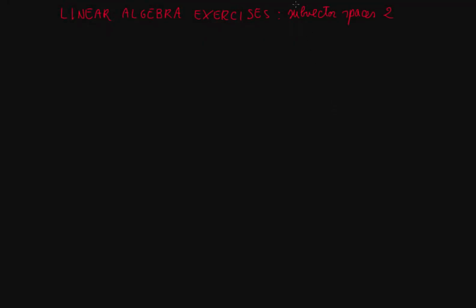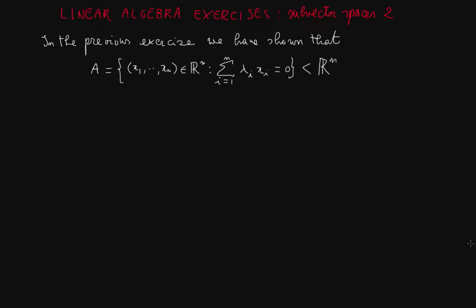In the previous exercise, we have shown the following. The set given by the n-tuples in Rn satisfying the following linear homogeneous equation, the summation for i that goes from 1 to n of lambda_i times x_i equals 0. This is just a generic linear combination of x_i times lambda_i, for lambda_i fixed coefficients. So a homogeneous linear equation equals 0. This is, in fact, a subvector space of Rn.